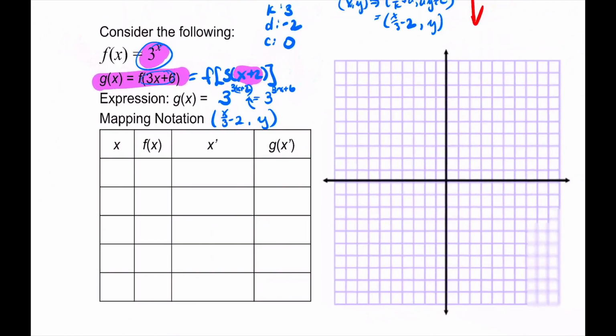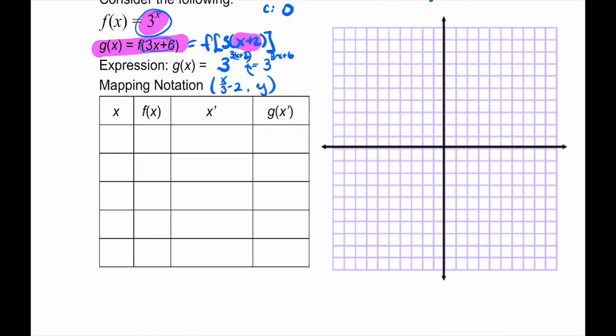Again, we just need to look at the points in our parent function. So here we're going to get 0, 1, 2, negative 1, negative 2 again. So 3 to the power of 0 is 1, 3 to the power of 1 is 3, 3 to the power of 2 is 9. And then going the other direction, 3 to the power of negative 1 is going to be a third, and then 3 to the power of negative 2, that's going to be 1 over 9. So there's the points on my original f of x, my parent function.